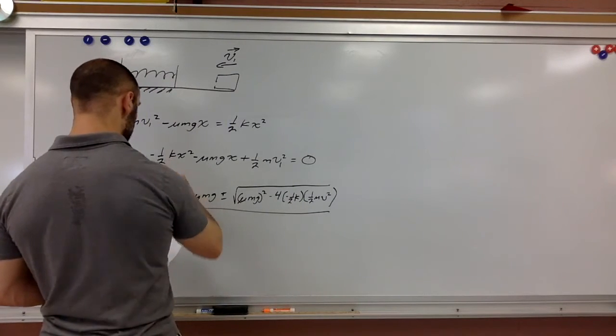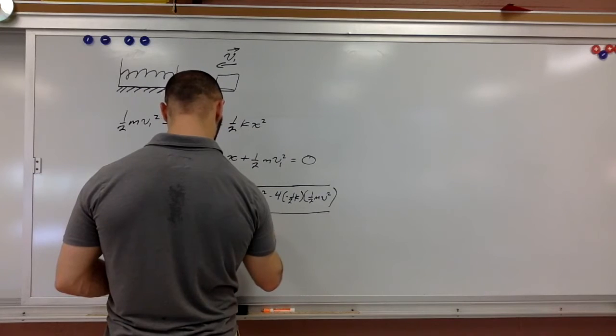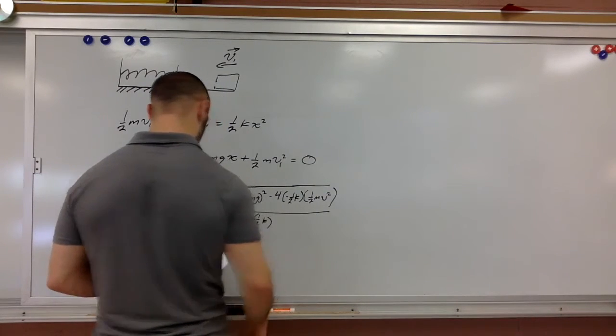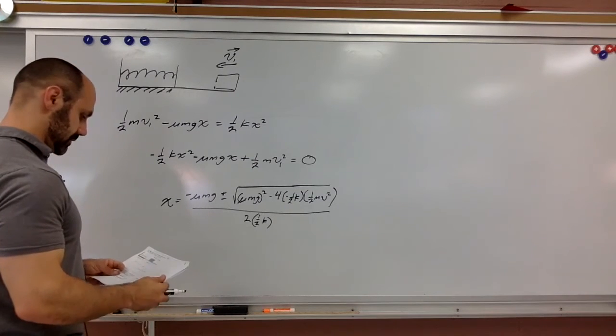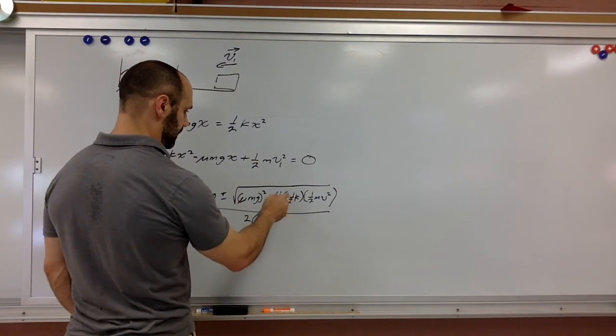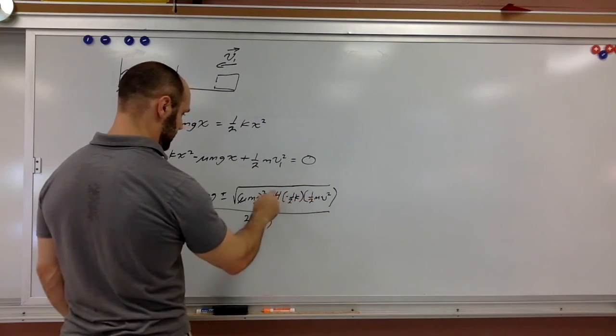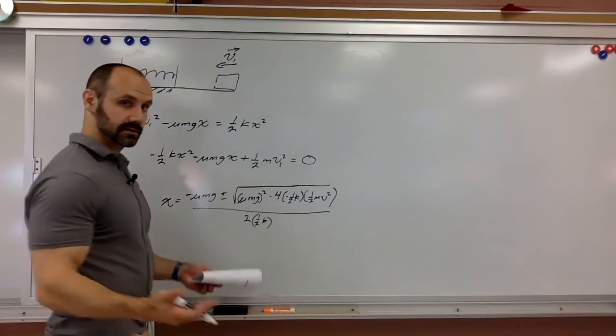2a. So this is going to be 2 times 1/2 k. And we can simplify this a little bit, right? Multiply the 4 into here. So the 4 and the halves go away. This becomes positive. This just becomes k. Once you simplify it, then that's your answer.